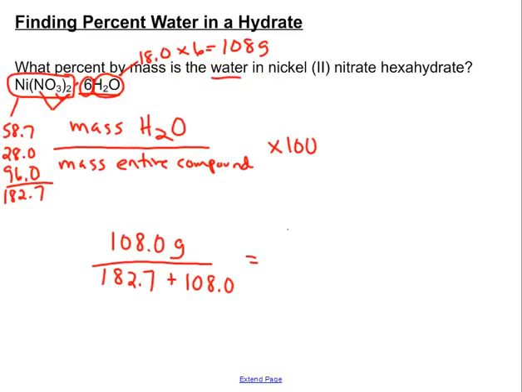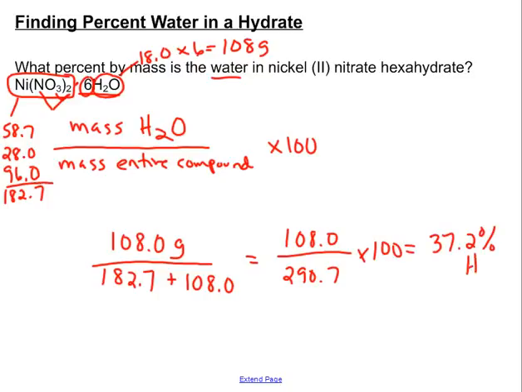So this then becomes 108.0 divided by 290.7. Multiply that by 100, and you will get 37.2% water. So in this percent composition, there's only going to be one percentage that you'll be calculating, and that's the percent of the water in a hydrated salt. Again, it's the mass of the water divided by the mass of the entire compound, including the mass of the water, and then multiplying by 100 to get percentage.